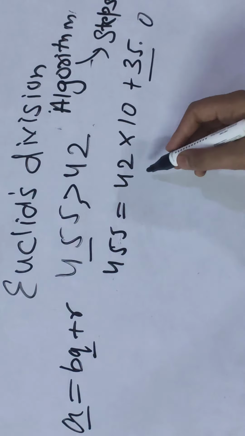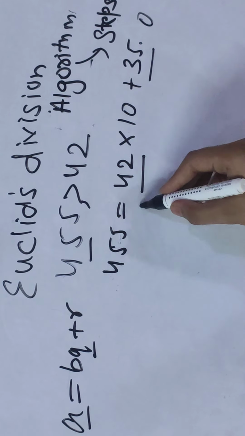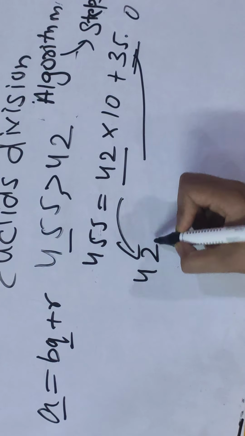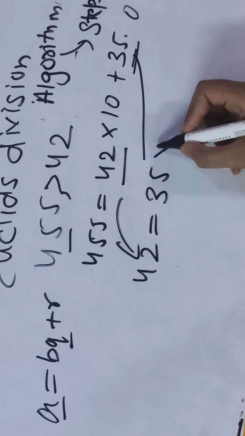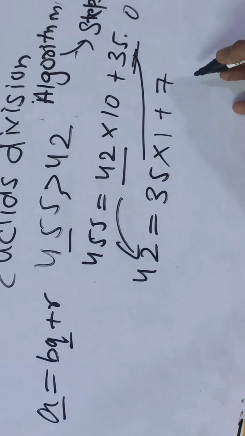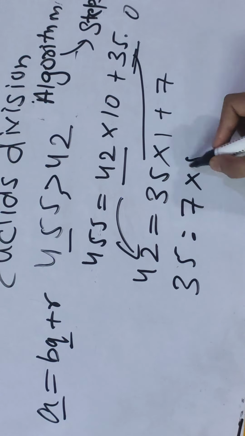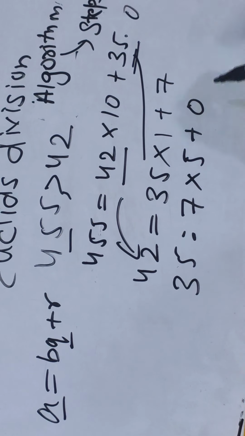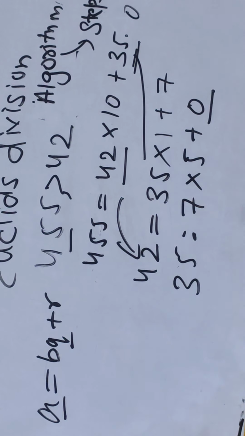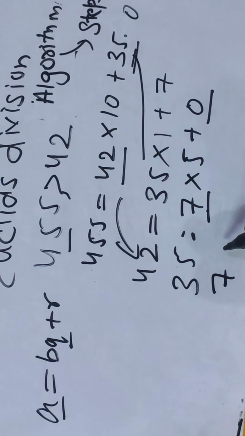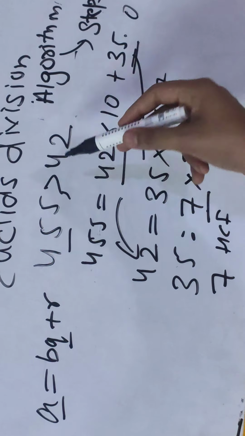So for the next step, the divisor here, 42, will become the dividend, and the remainder will become the divisor. So 42 will be dividend and 35 will be divisor. We will multiply it by 1, then it will be 7. Again there is no 0. Let's continue. Then 35 equals 7 into 5 plus 0. Here the remainder is 0. It means that all the steps are done, and the divisor at this stage will be the HCF of both the numbers. Here 7 is the divisor, so 7 will be the HCF of 455 and 42.